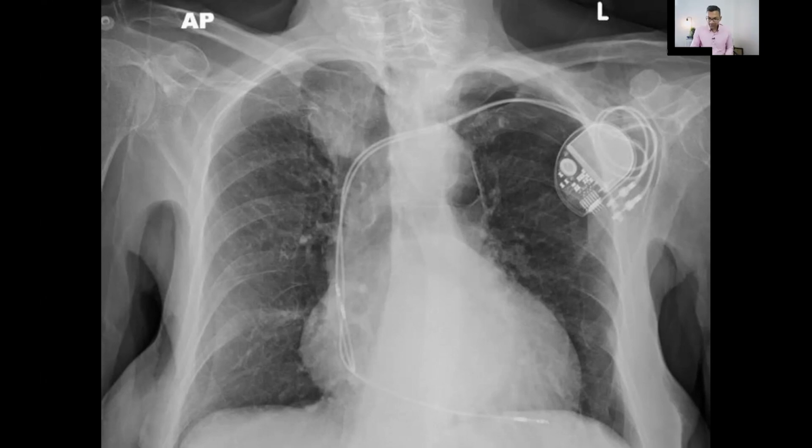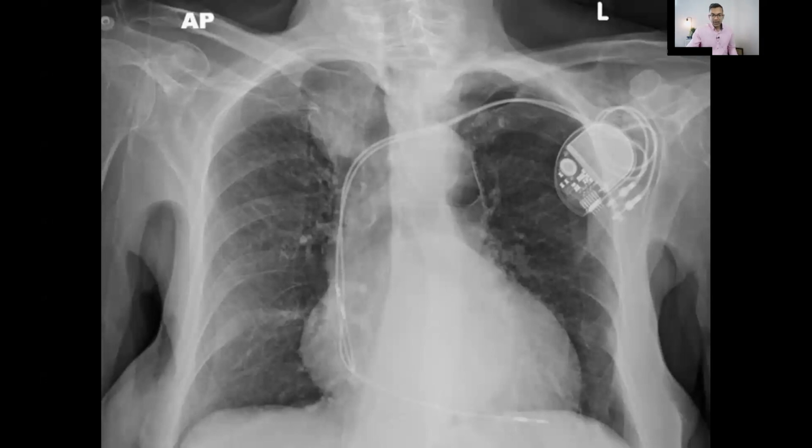So take 20 seconds. And what do you reckon? Hi, can you hear me? Yeah, all good. So this is an upright AP chest X-ray of a lady with a dual chamber pacemaker with right atrial and right ventricular leads. There's also a mass in the right apex, and the cardiomediastinal ratio is increased. She's got cardiomegaly. Yeah, good.